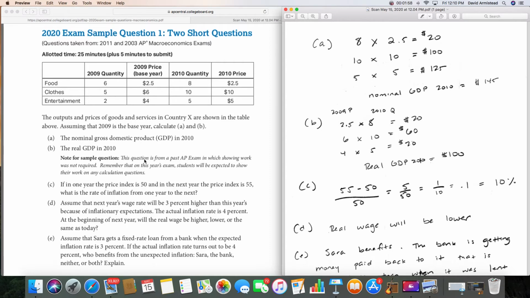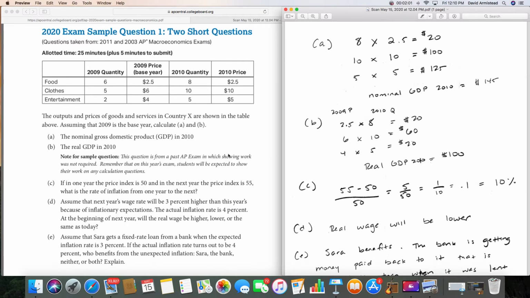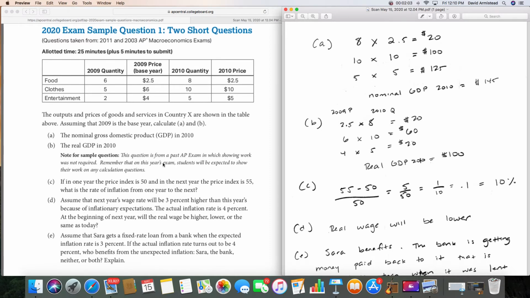Now notice down here it says this question is from a past AP exam in which showing work was not required. Remember that on this year's exam, students will be expected to show their work on any calculation questions. That is super important. So you guys got to make sure you're showing how you're getting these answers. You don't do that, you're not going to get the point.